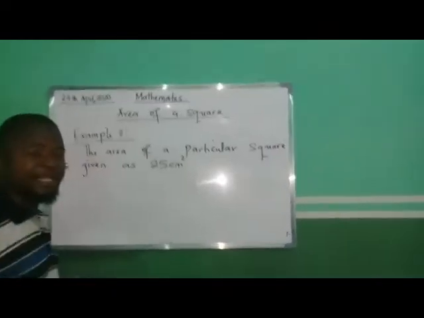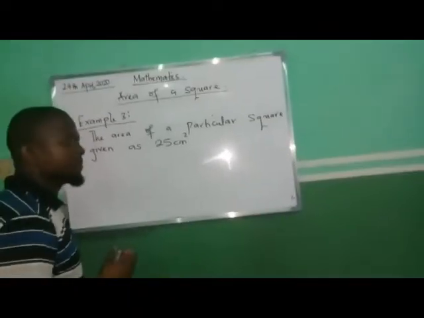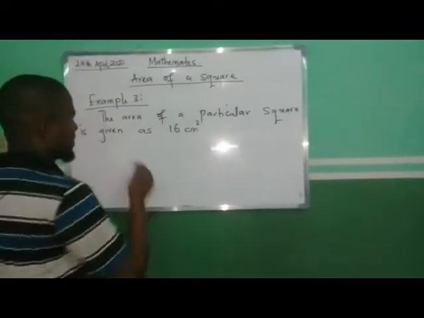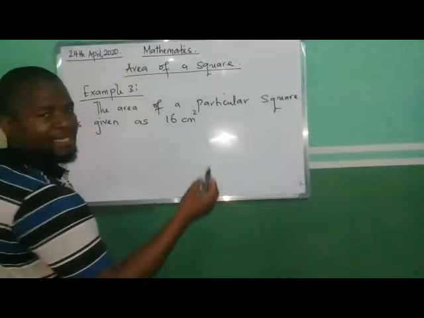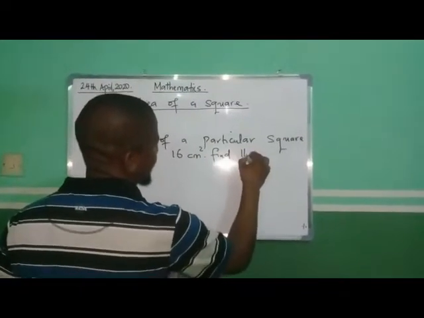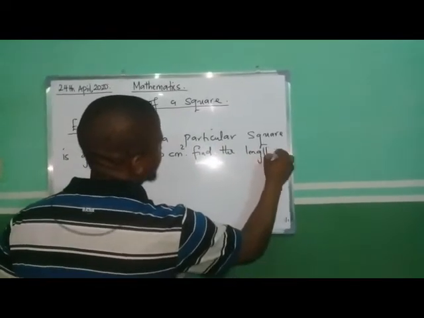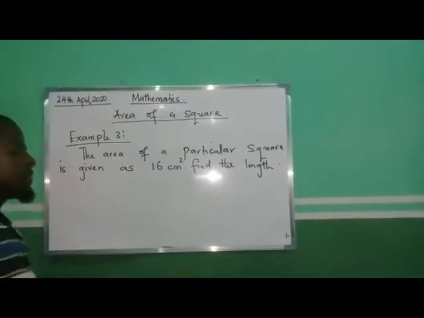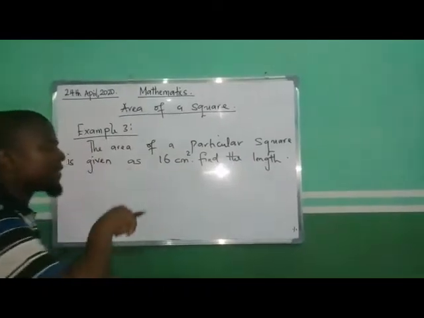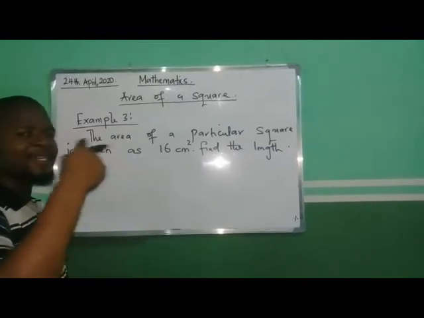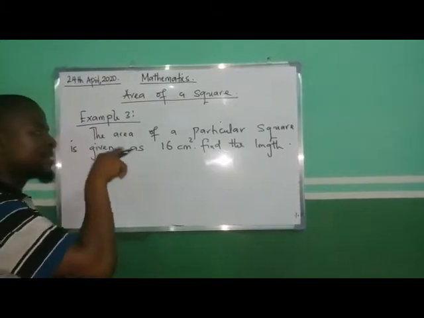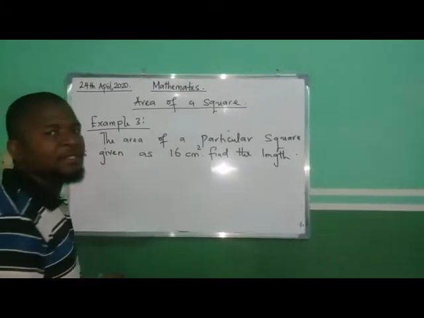A number that is obtained by multiplying two similar numbers. Okay, we may decide to even use 16, for example. The area of a particular square is given as 16. Now, find the length. Yes, find the length. We use 25, 16, 36, and so on. This is indicative of the fact that the lengths of a square are the same, because it's only the same figure that will be multiplied by itself to give us the area.